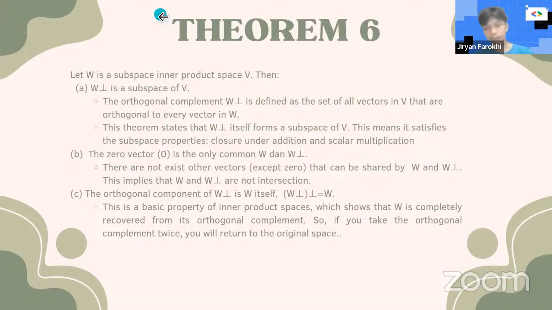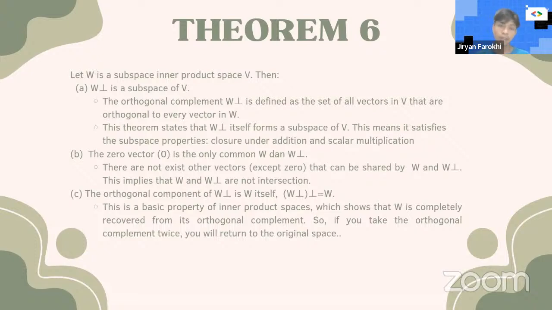Okay, I will explain to you about theorem 6 and theorem 7. So theorem 6 explains the properties of orthogonal complements in inner product space. Let's break it down into 2-3 parts. The first point is W perp is a subspace of V. The orthogonal complement W perp is defined as the set of all vectors in V that are orthogonal to every vector in W. This subset forms a valid subspace of V. This means it satisfies the subspace properties: closure under addition and scalar multiplication.